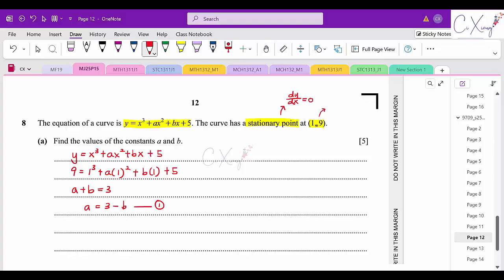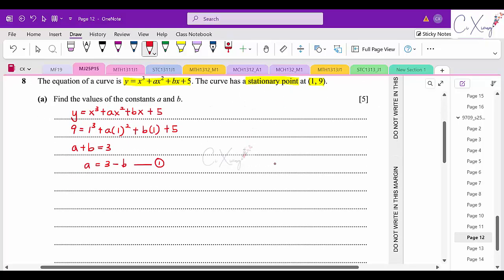Then after that, you should have a plus b equals 3. If you simplify the whole equation, I will make it a equals 3 minus b. And this will be my first equation here. So I have used the passing point given in the question. And then how can we get the second equation here? To get the second equation, we can use the information of the stationary point. At the stationary point, we have dy/dx equals 0. So let's find out the differentiation first. So dy over dx, what do we have? Differentiate x to the power 3, you'll have 3x squared. Differentiate ax squared, you'll have 2ax. Differentiate bx, you'll have b.